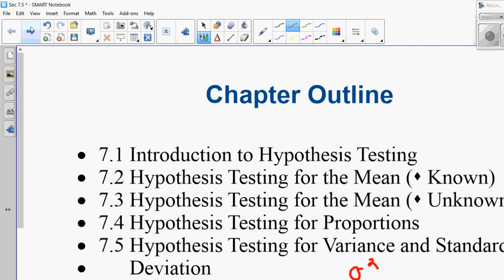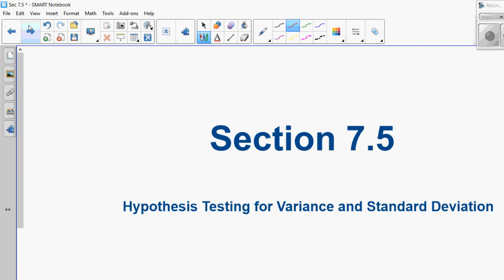This is also different from any of the other ones we've looked at so far because this is not on our calculator. We're going to have to go back and use our chi-squared chart to find our critical values. So this is a little bit different than the ones we have looked at previously.